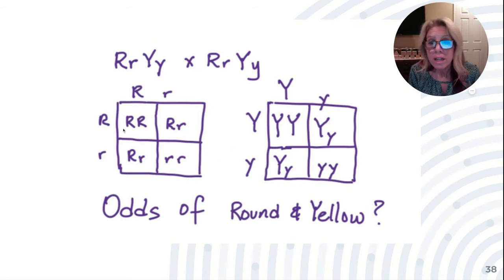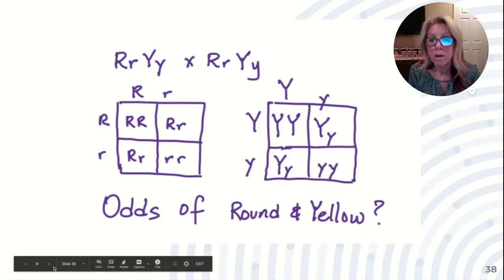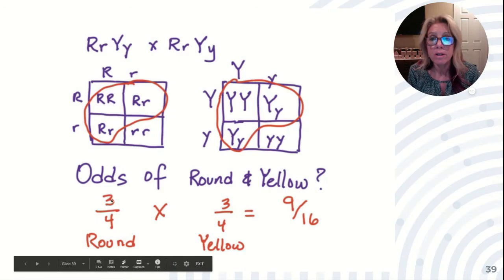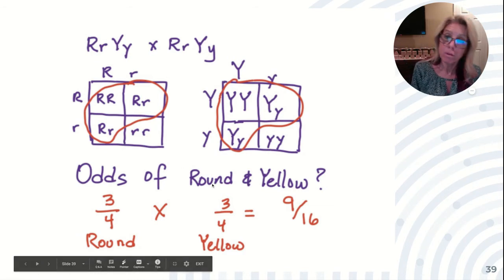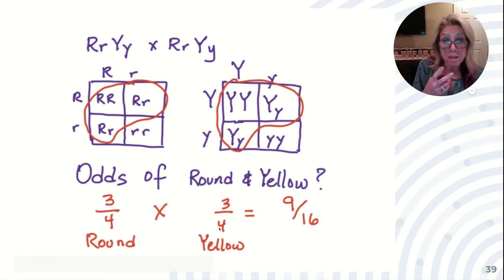Well, what are the odds of roundness out of this Punnett, right? 1, 2, all 3 of these would be round, right? Only 1 would be wrinkled. So 3 out of 4 would be round. And over here, 3 out of 4 would be yellow. So all that you need to do is take the probability of the roundness and multiply it by the odds of yellowness, right?